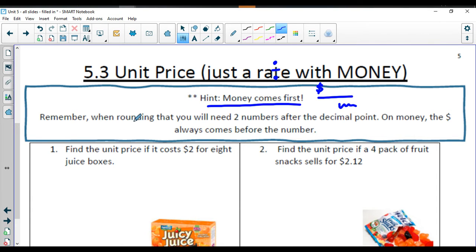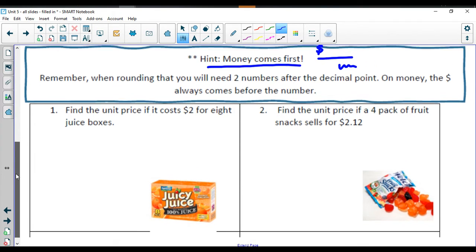When you're rounding, this is the biggest piece. Remember that you will need two numbers after the decimal point to show this for money. On money, the dollar sign always comes before the number as well. So we'll need to put the dollar sign out front.